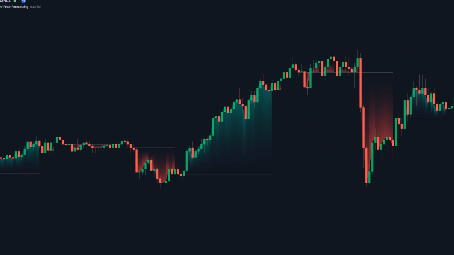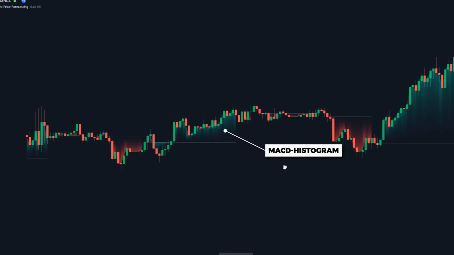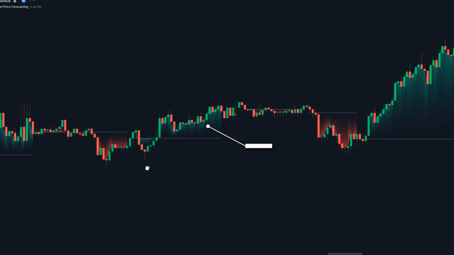It's made up of very few components. First of all, we have this line, which represents the zero level of a traditional MACD indicator. And then we have these red and green areas. These areas represent the MACD histogram, and it's basically a mirror of the traditional MACD.